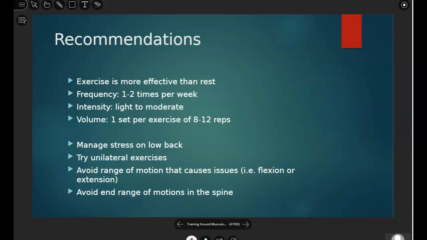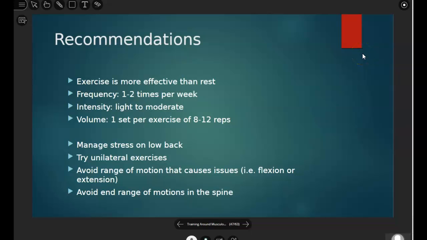So what are the recommendations for somebody that has low back pain? Exercise is going to be more effective than rest. It's recommended they do resistance training 1 to 2 times per week, light to moderate intensities, and 1 set per exercise of 8 to 12 reps.